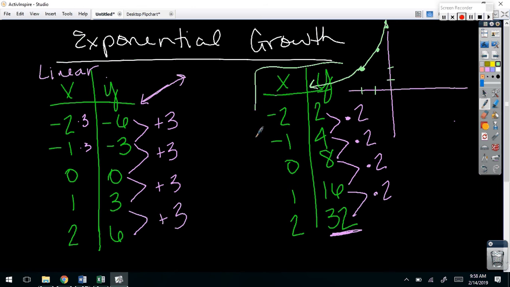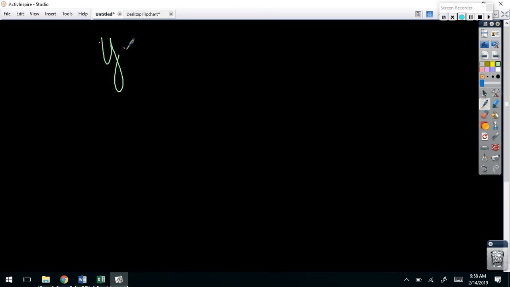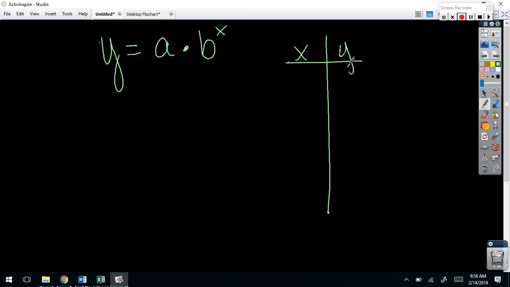So if I want to write a rule for these numbers, and when I say a rule, I mean an equation, all right? So you need to know what they look like. The equation looks like this. So I've got the chart here: -2, -1, 0, 1, and 2. And we had 2, 4, 8, 16, 32. What would the next one be? 64. That's right, 64.